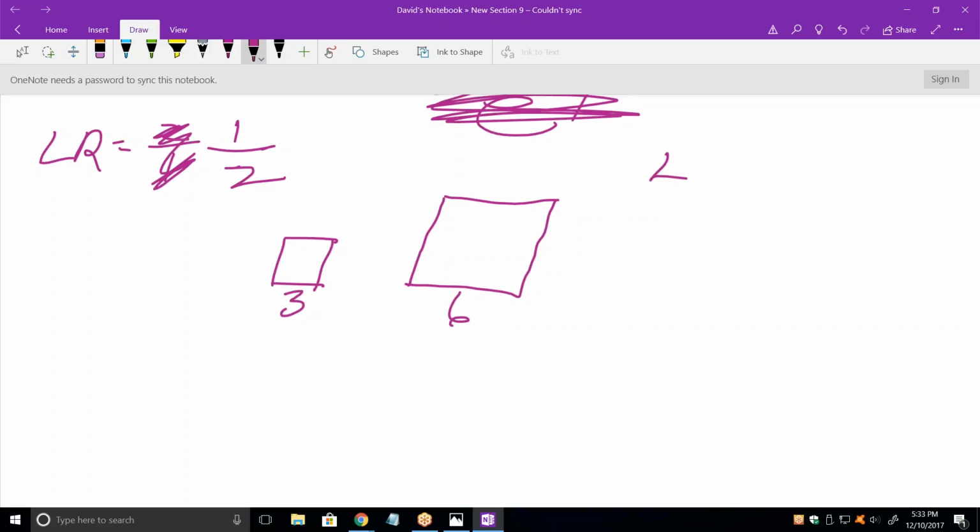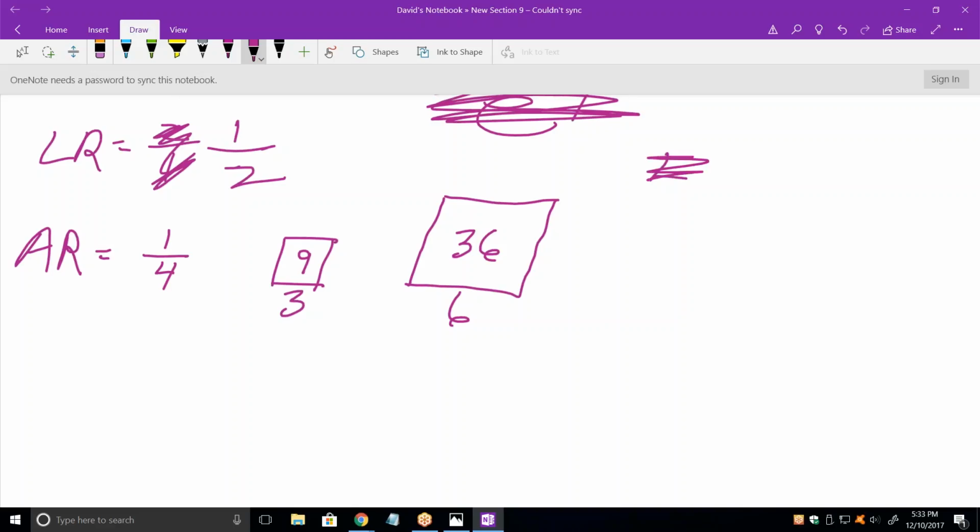But what is the area ratio? The area of that is 9. The area of that is 36. So the area ratio is what? It'd be 9 to 36, right? Yes, 9 to 36, which is 1 to 4, which is the square of the linear ratio.